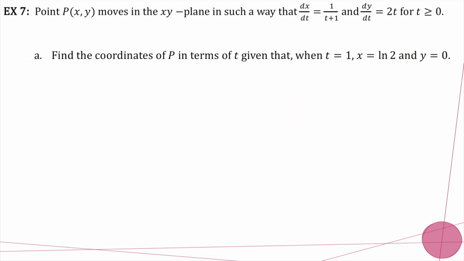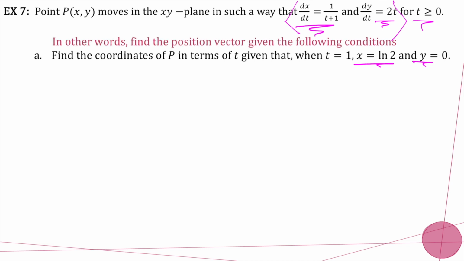Example 7. Point P moves in the xy plane in such a way that the derivative of the x component is 1 over t plus 1, and the derivative of the y component is 2t for all t greater than 0. Find the coordinates of P in terms of t, given that when t equals 1, x equals the natural log of 2 and y equals 0. Basically, we have been given a velocity vector, and we want to find the position vector given those conditions.